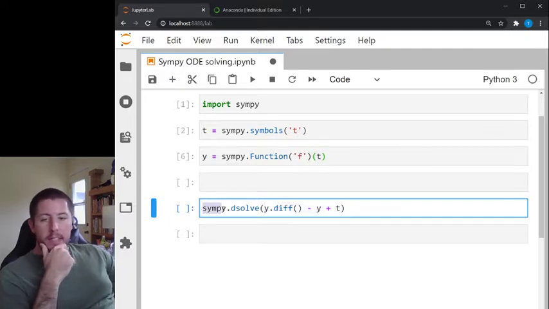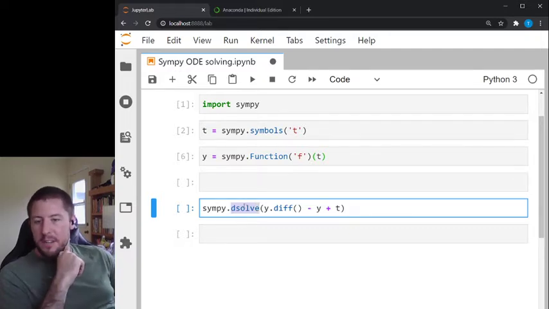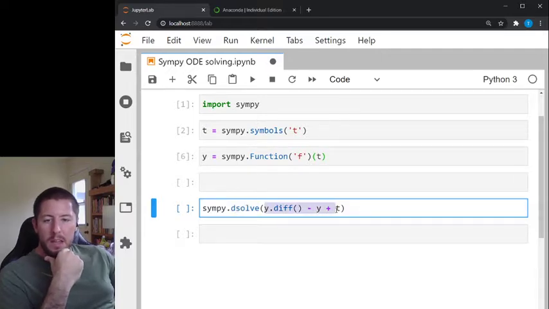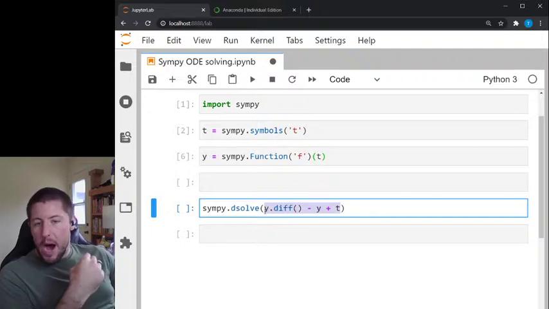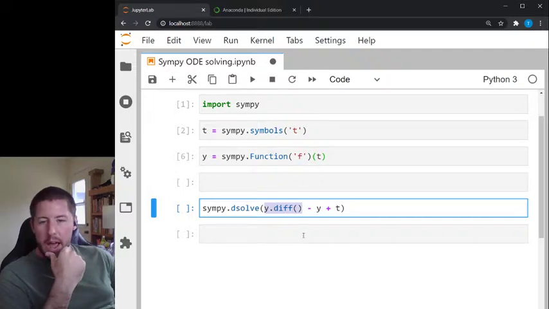So I'm going to say, hey SymPy, I want you to solve, but with a differential equation solver. That's what the dsolve stands for, differential solve, or derivative solve. What is this going to be? Well, y.diff, this is going to say differentiate y. So this term right here, that's my dy/dt. It's the differential of y. It's the derivative of y.